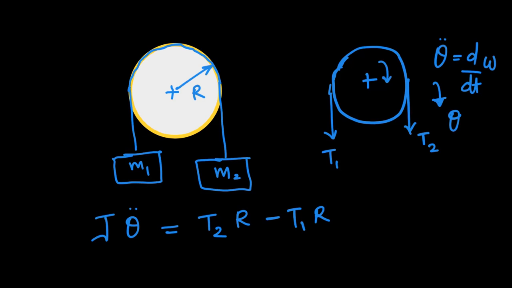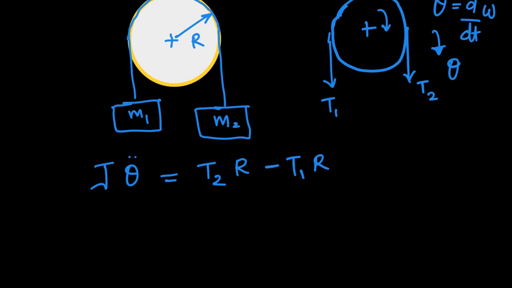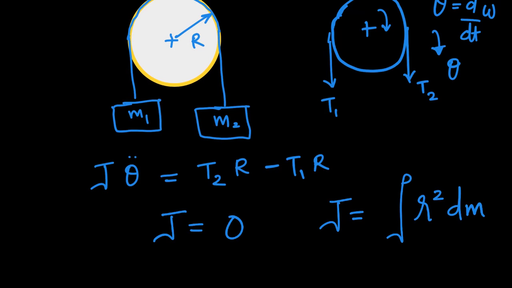Doesn't matter. If the pulley is massless, what does that mean? That means my J is 0. Why? Because my polar moment of inertia J is defined as integral r squared dm, where integration runs throughout the body. So if the pulley is massless, that means my T2 is equal to T1.